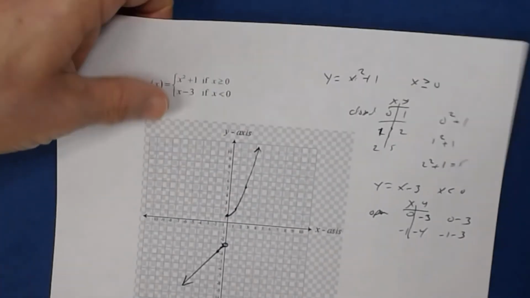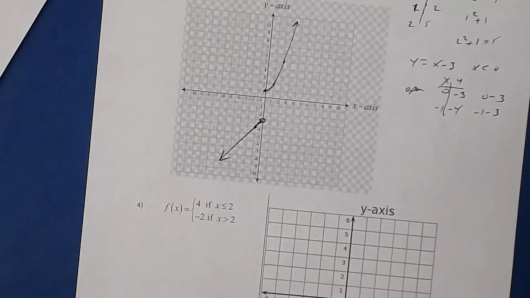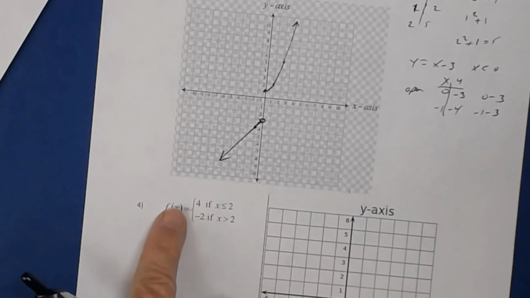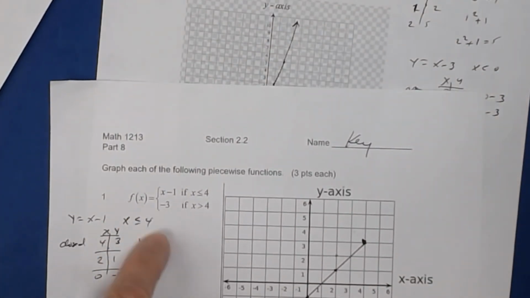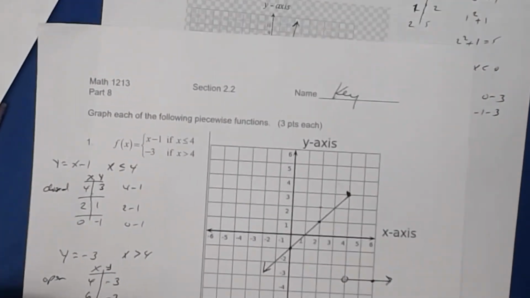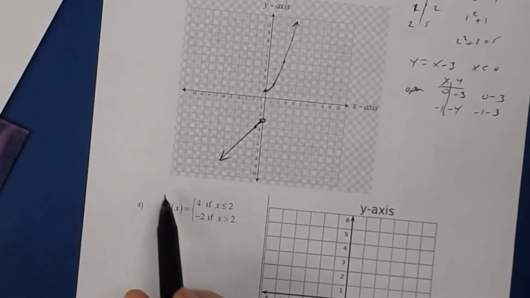And then finally, number 4, okay, notice that those are all constant functions. See, there's no variable attached to this, right? So it's kind of like what we did here. So you had that horizontal ray. So these are constant functions.